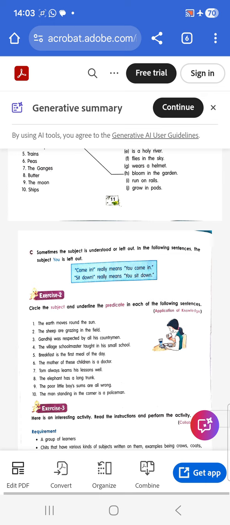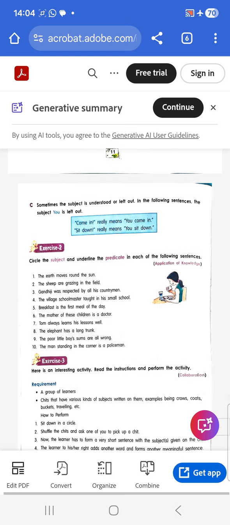Okay, the earth moves around the sun. What is the subject here? What are we talking about? The earth. So the earth is the subject and moves around the sun is the predicate. The sheep are grazing in the field. What are we talking about? The sheep. So the sheep is the subject and are grazing in the field is the predicate. So what will you do? You will circle the sheep, and are grazing in the field you will underline.